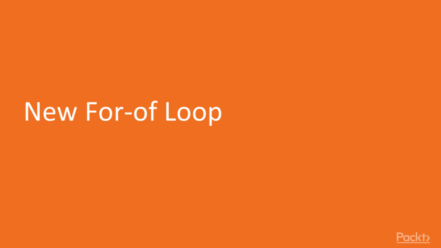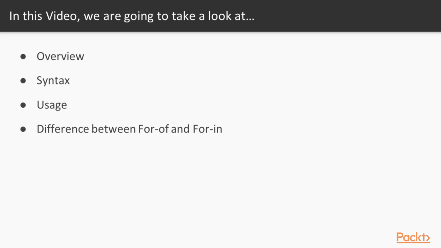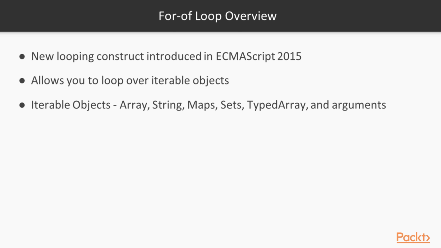In this first video, under this section, working with collections, we will be looking at the for...of loop. This is a brand new looping construct that's available in ECMAScript 2015. In this video, we'll cover the overview of the for...of loop, the syntax, and how you use this new looping construct. And finally, we end by looking at the difference between for...of and the for...in loop. We currently have the for...in loop construct in JavaScript. Let's take a look at the for...of loop overview.